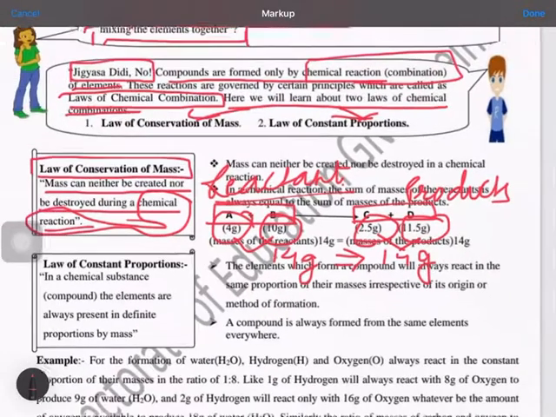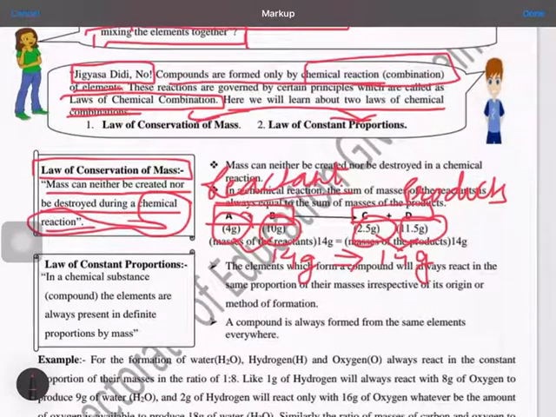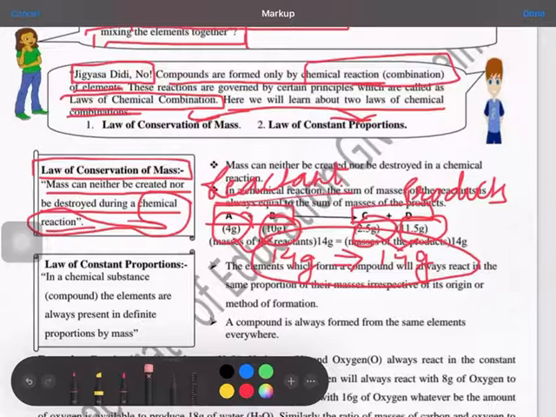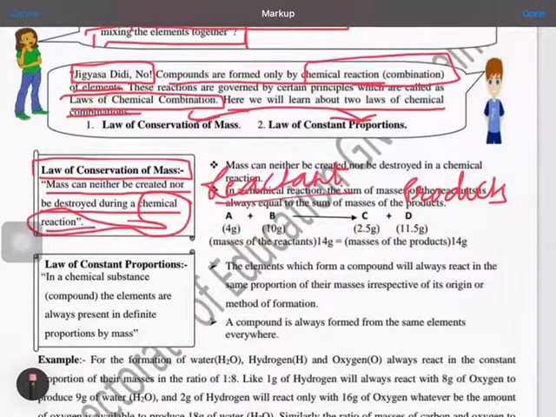So this is what the law of conservation of mass says, that mass can neither be created nor be destroyed. So the total mass of the chemical reaction remains constant. This you have to remember in each and every reaction, that the mass will remain constant. You cannot change the mass. Total mass will remain the same.